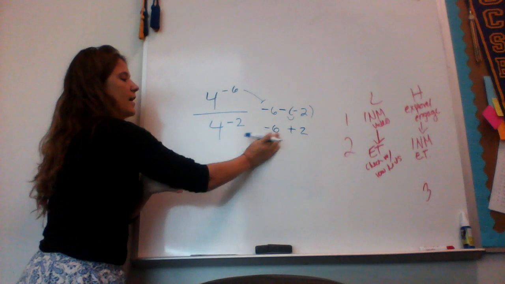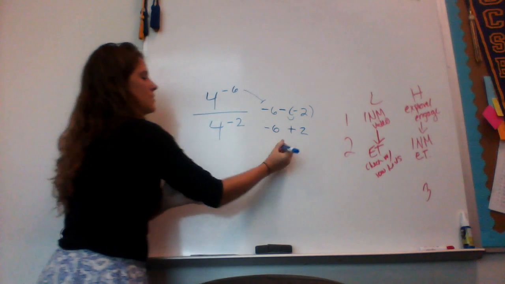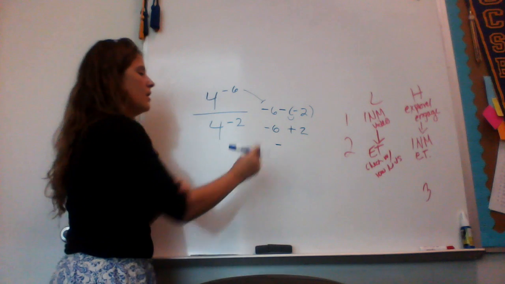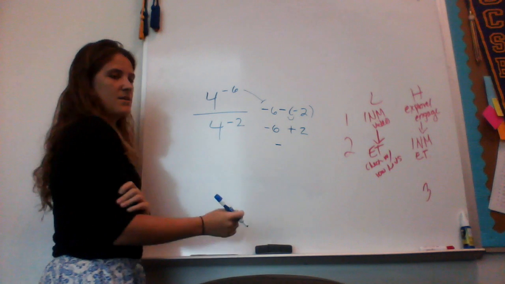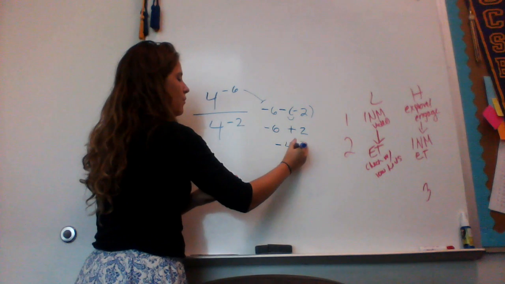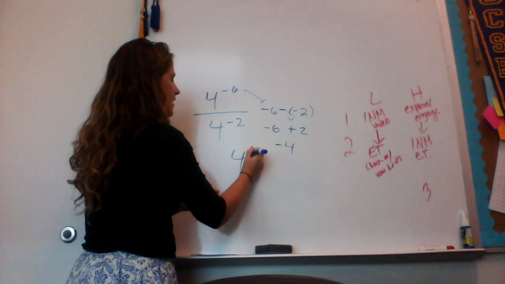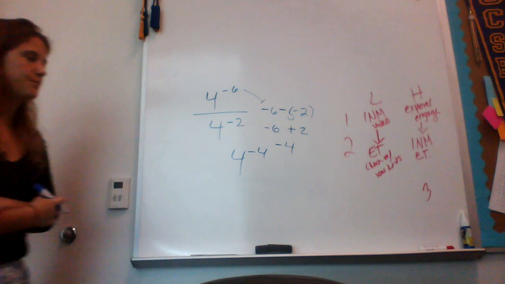Are there more good guys or bad guys? There are more bad guys, so this will be a negative number. How many more negatives than positives? Well, there are 6 minus 2, which is 4 more. This is 4 to the negative 4th power.